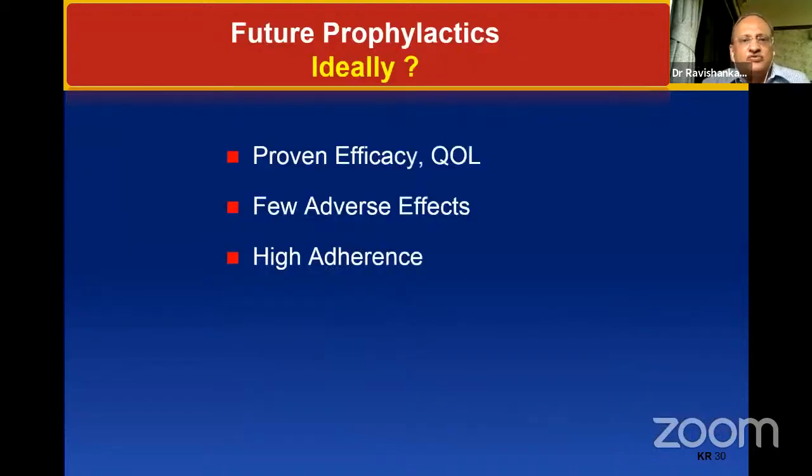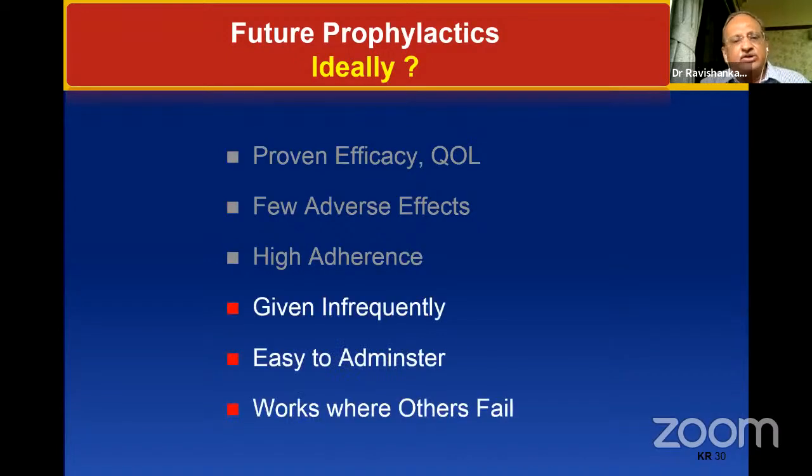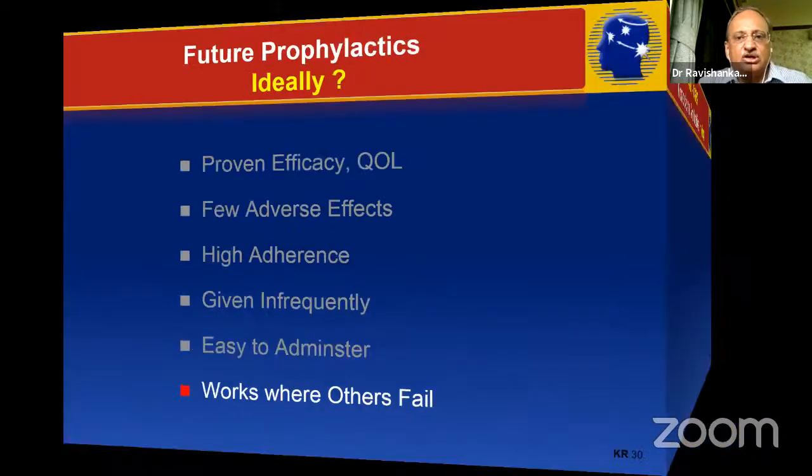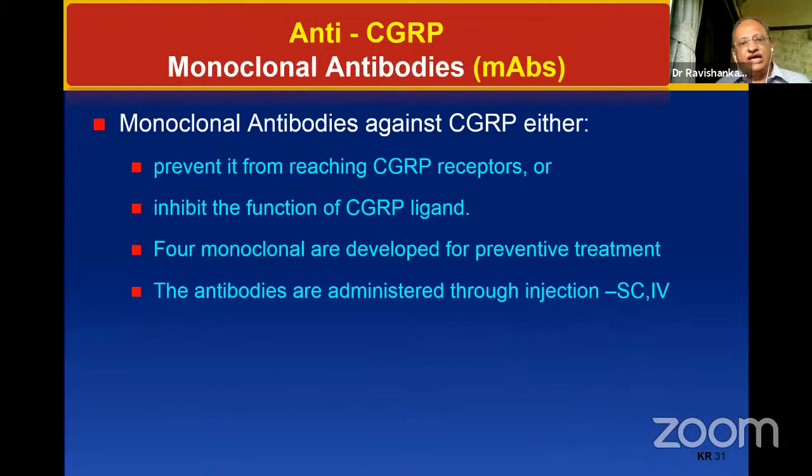And what about the future? Now, in the future, what is the sort of prophylactic that you're wanting? You want something with proven efficacy that improves the quality of life, that has few adverse effects, that patients adhere to, that doesn't need to be given on a daily basis, that is easy to administer, and that works where others fail. So what is the option that will fit these requirements for a future drug option? These are what Devashish talked about, the anti-CGRP monoclonal antibodies.